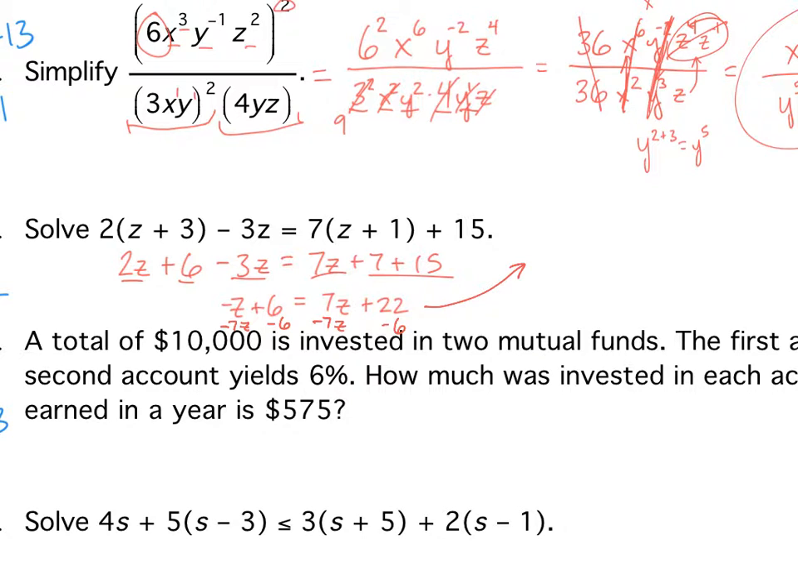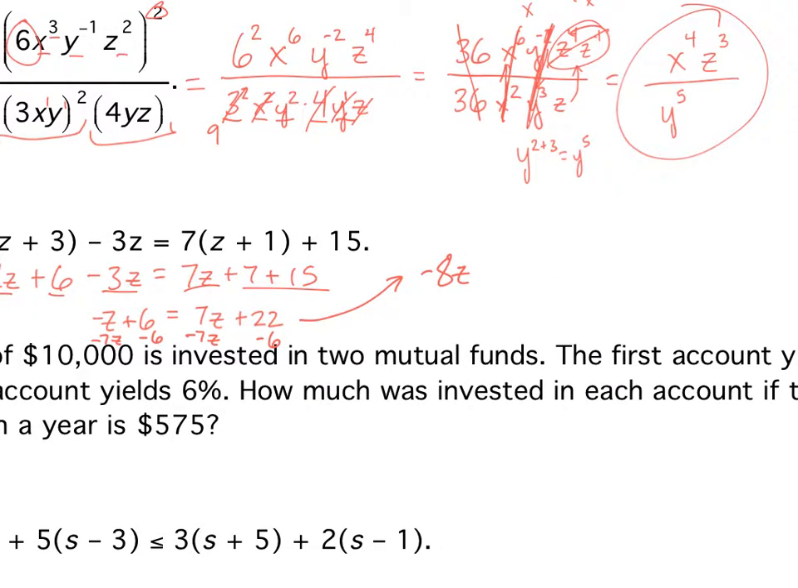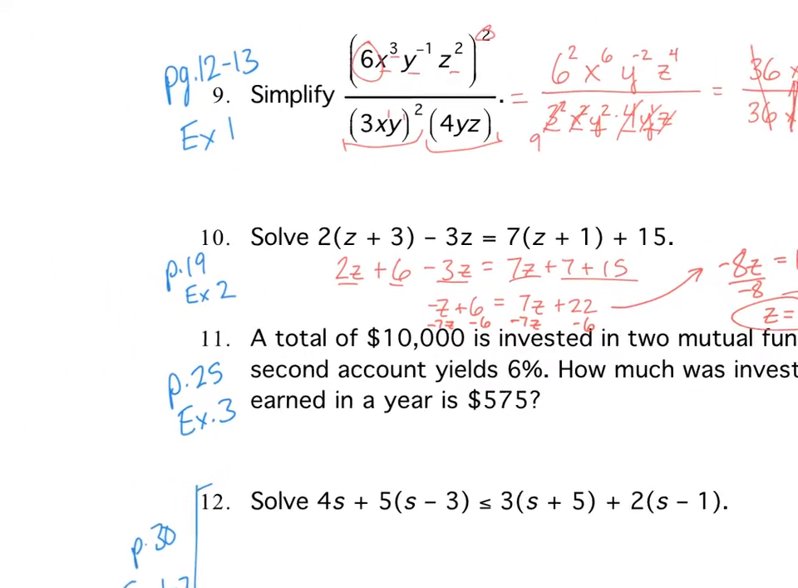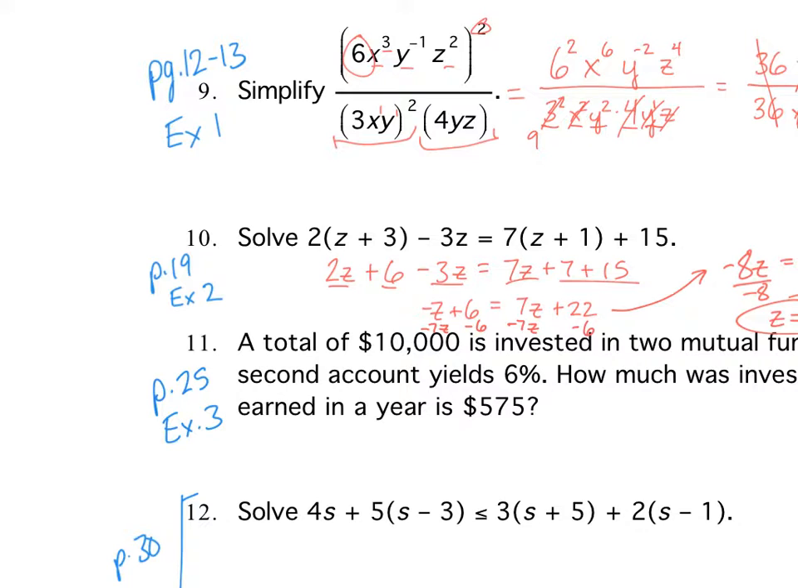Negative z minus 7z makes a negative 8z, and 22 minus 6 makes 16. Then I can finish solving for z by dividing by the coefficient, negative 8, and I'm going to get a negative 2. That's what z equals. You can get more practice with problems like that on page 19 if you look at example 2.